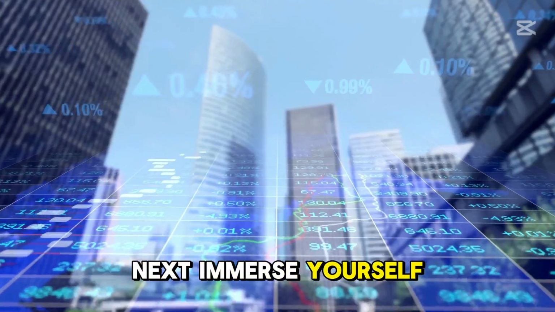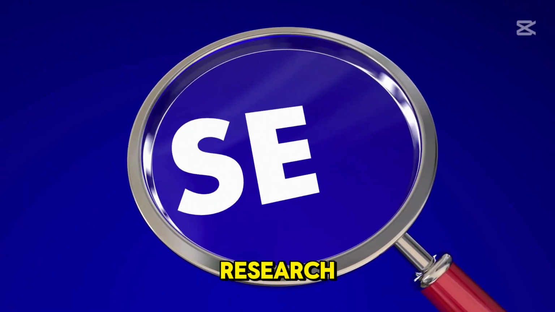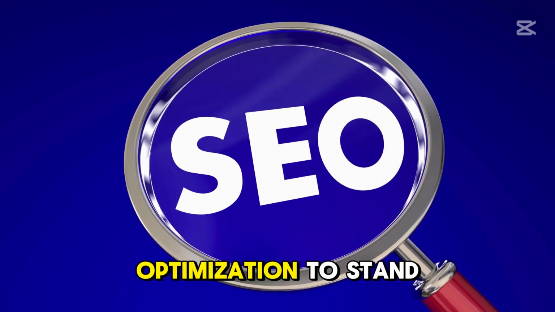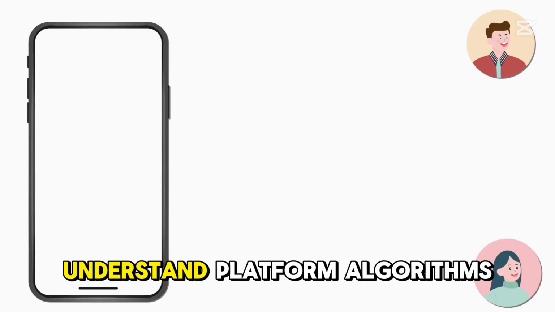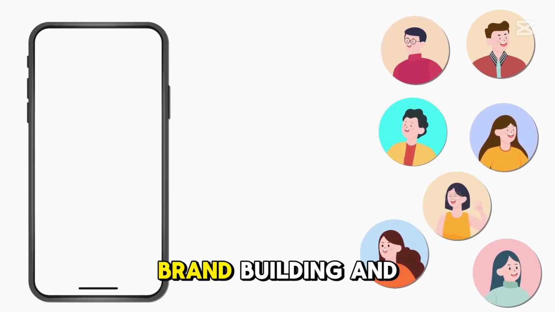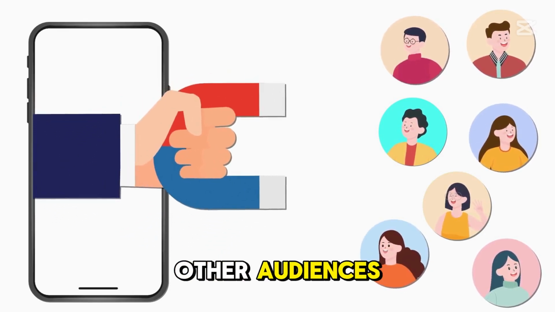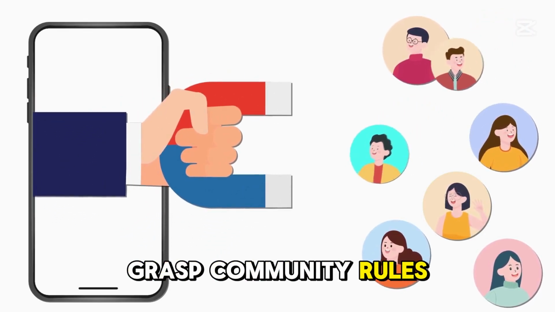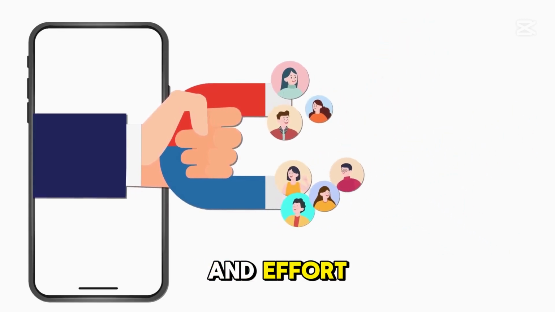Next, immerse yourself in your chosen marketing strategy. If you decide to sell on marketplaces, learn about keyword research, SEO, and product optimization to stand out. If building an audience is your path, understand platform algorithms, brand building, and how to convert followers into customers. For selling to other audiences, grasp community rules and establish your authority. This knowledge will save you time and effort.